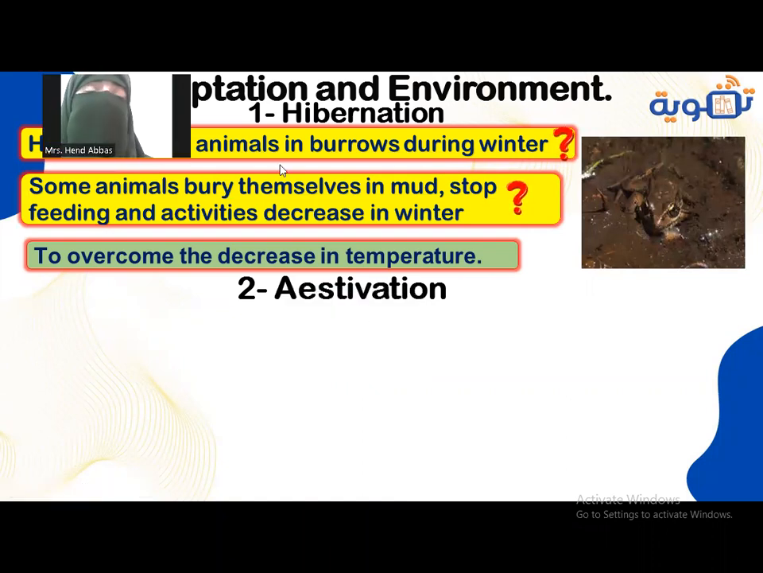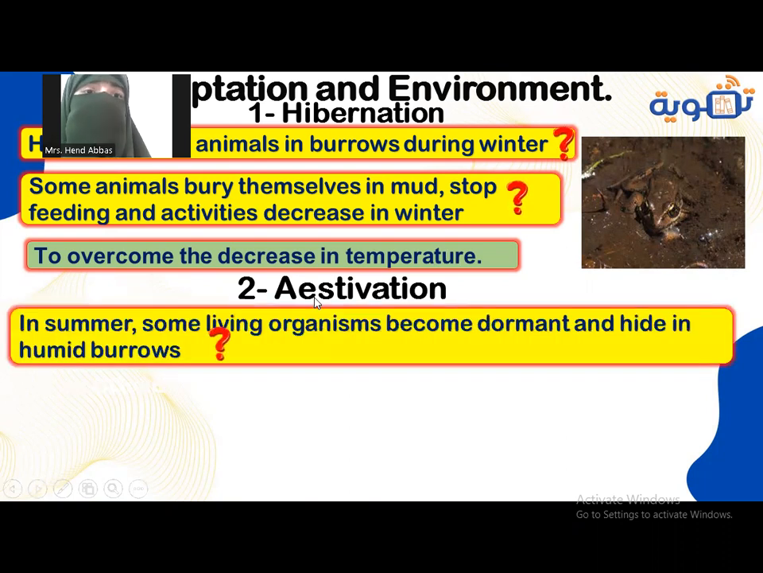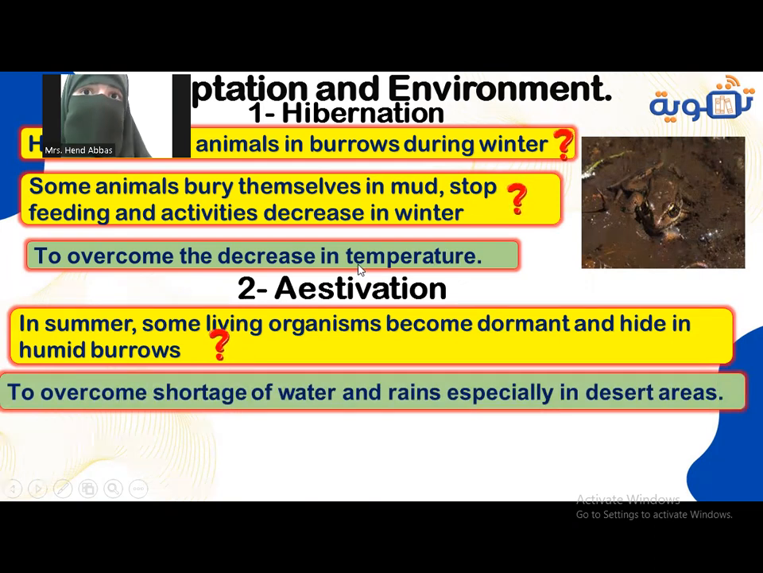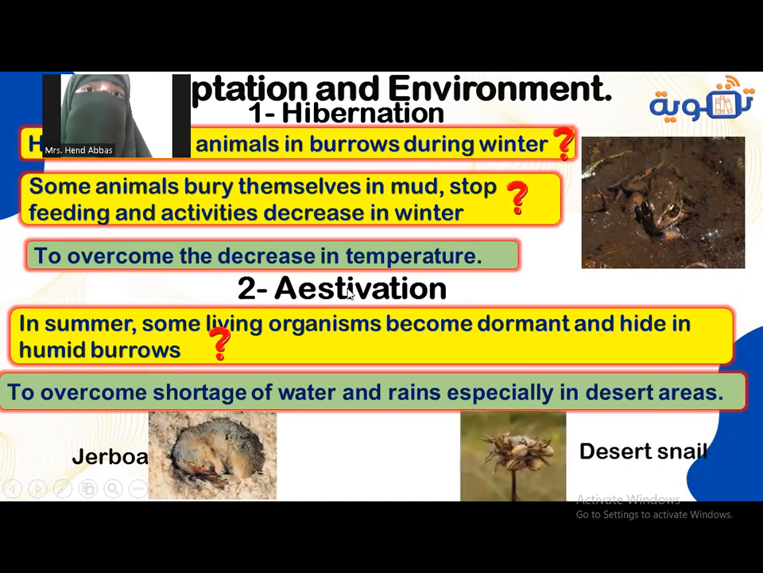Okay, what about estivation? Estivation looks like hibernation because it's also a behavioral adaptation. It happens at a specific time of the year. Why do animals do estivation? Some animals do estivation to overcome the very high temperature. But for hibernation, some animals become dormant and stop most of their vital activities in winter. Why in winter? Because they want to avoid the decrease in temperature.